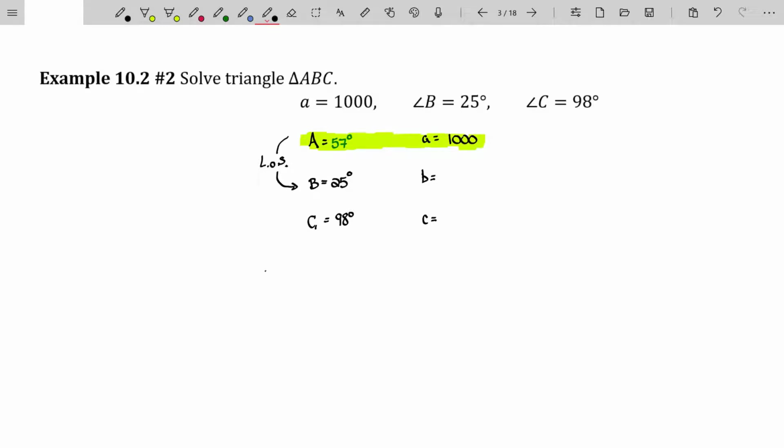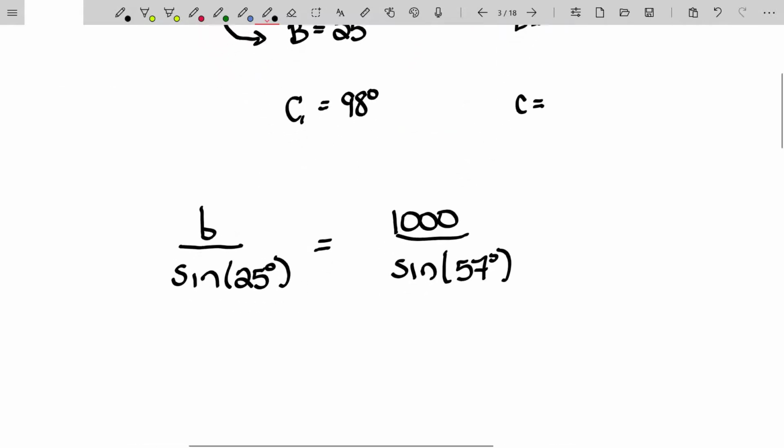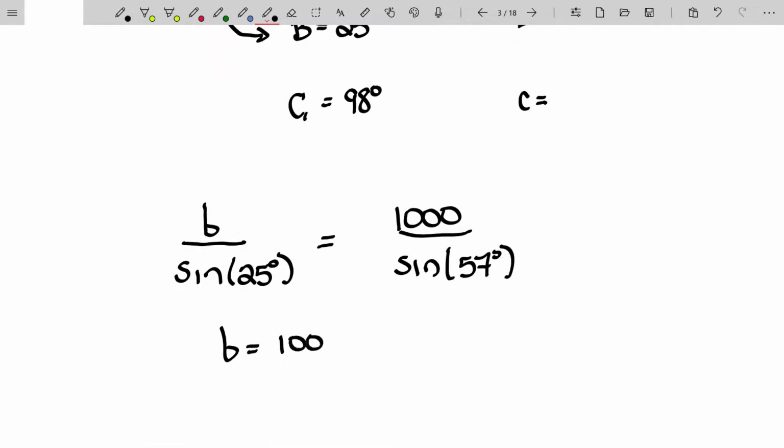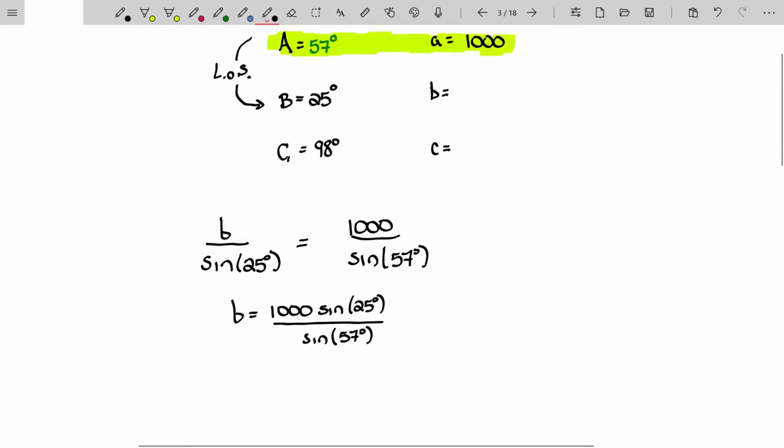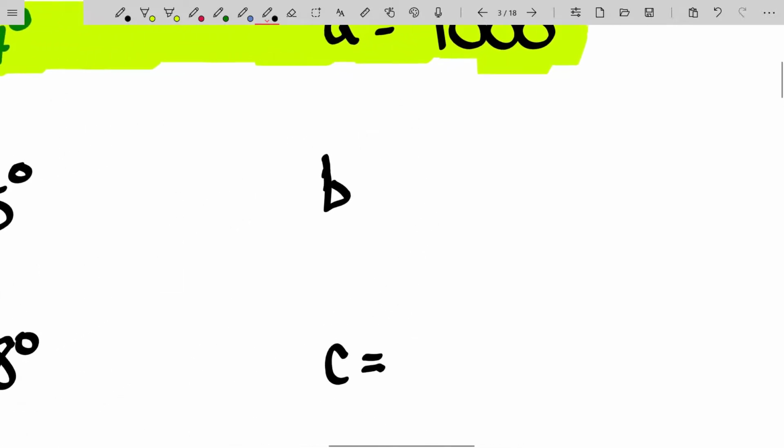So by the law of sines, we know that side B is to the sine of its opposite angle, 25 degrees, as side A, which is 1,000, is to the sine of its opposite angle, which we were easily able to compute to be 57 degrees. Multiply both sides by the sine of 25 degrees, and we get this beautiful result. B is 1,000 sine of 25 degrees, all divided by the sine of 57 degrees. So this just becomes a law of sines problem. And I'll quickly compute this. It's approximately 503.9. I'll just write that in here.